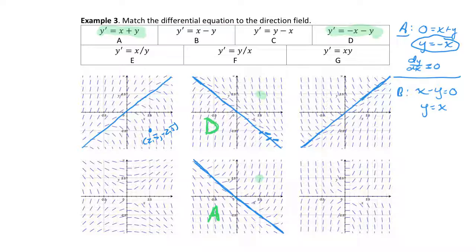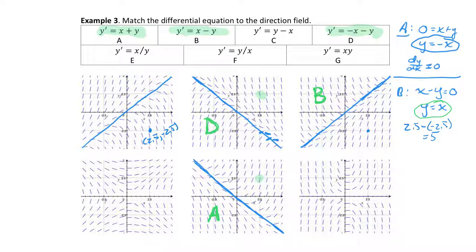If I substitute x equals 2.5 into x minus y, I get 2.5 minus negative 2.5, which is the y value, which is positive 5. Well, the slopes here are negative. That doesn't work. However, over here at 2.5, negative 2.5, the slopes are positive. So it looks like this must be B. Okay? So when y and x were equal, we ended up with all 0 slopes. Okay, so now we know where B is.